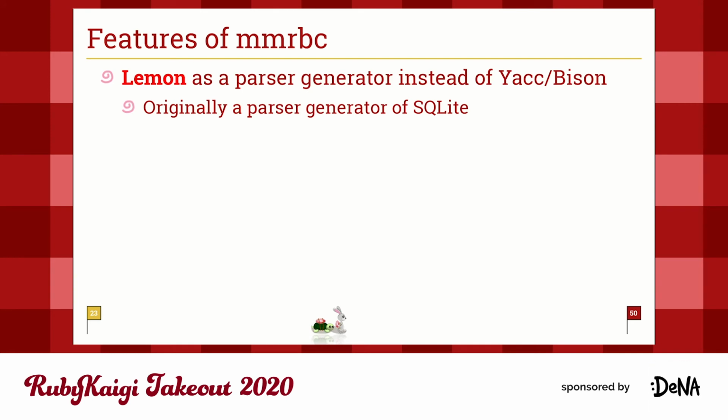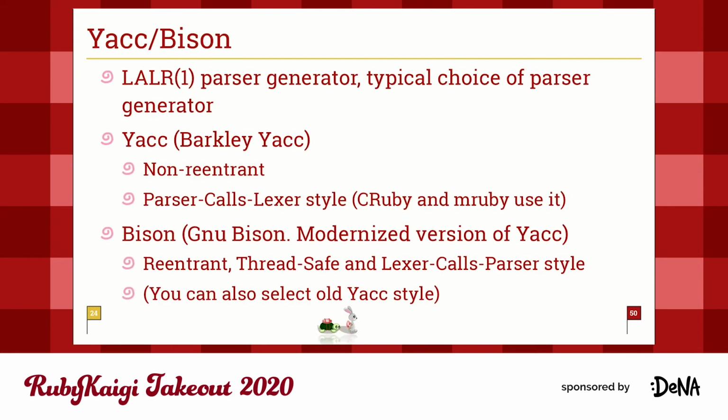mmrbc uses Lemon as the parser generator instead of Yacc or Bison. Lemon is originally the parser generator of SQLite. I know almost all of you love a topic about parser generators, right? So I'll speak a little more about it. What I will say from now is what I learned as far as I could, so please correct me if I am wrong.